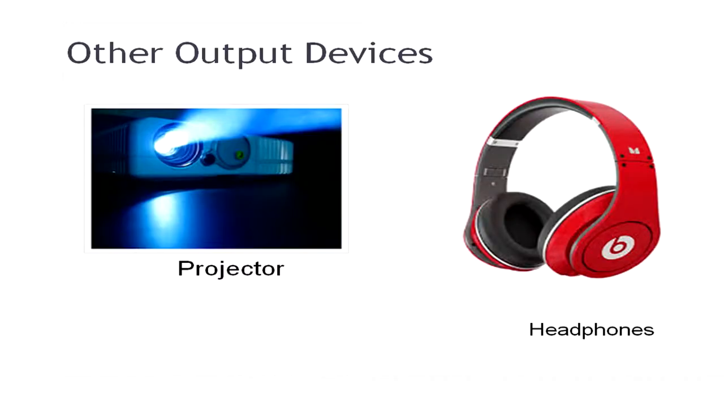These are some other output devices. The projector that is used to view the output on a large scale, maybe on a wall or on a screen, so that more number of people are able to view the output. Then we have the headphones. If we don't want the audio output that we are getting to be listened to by everybody, and only one person should be able to listen to it, then we use the headphones.